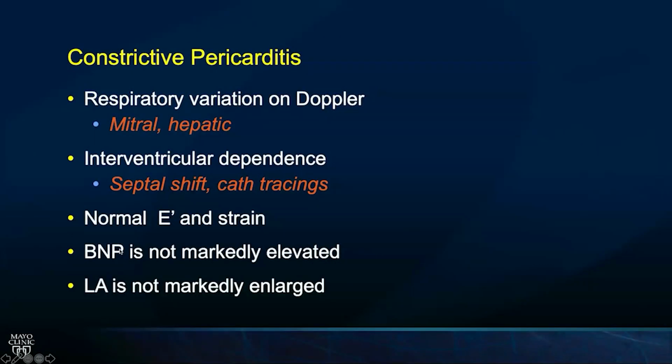So look for the variation on the mitral and tricuspid Doppler, as well as the hepatic. Look for the E prime. Myocardial strain should be normal in constriction and markedly abnormal in restriction. The BNP is not usually elevated in constriction, and the LA is often not markedly enlarged either because it's trapped in that same space too.